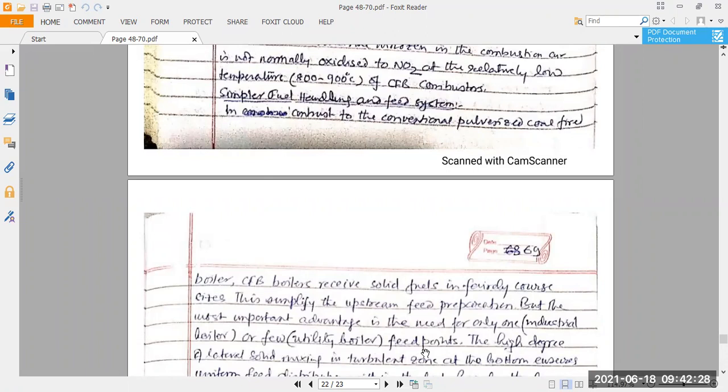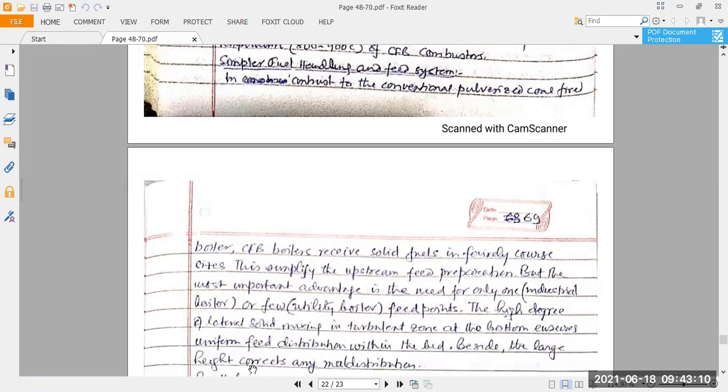Now, the upstream feed preparation is simplified, as we can use any of a large variety of fuels, oil or coal, and it receives solid fuels in fairly coarse sizes. This simplifies the upstream fuel preparation, but the most important advantage is the need for only one or a few utility boiler feed points.